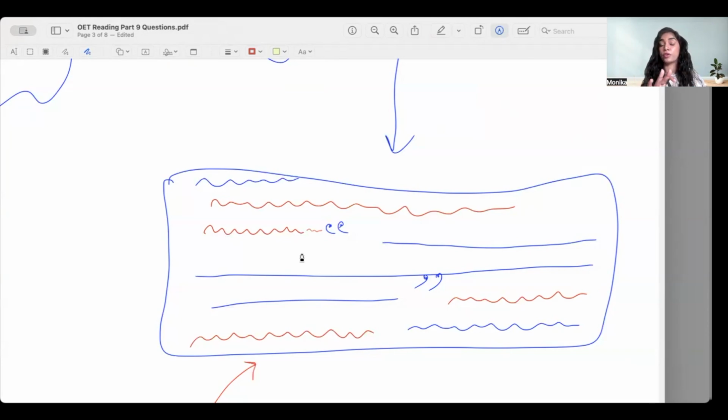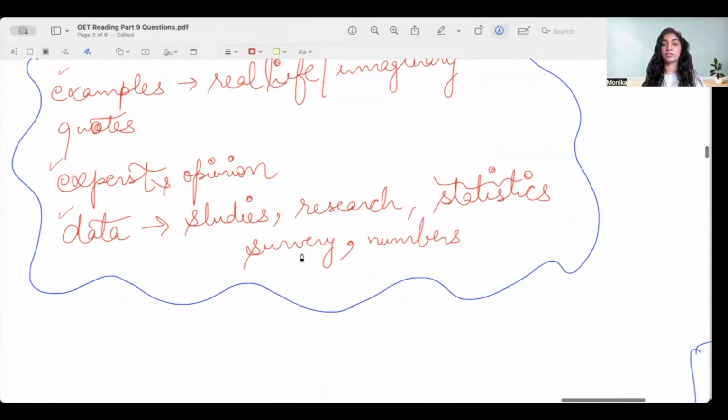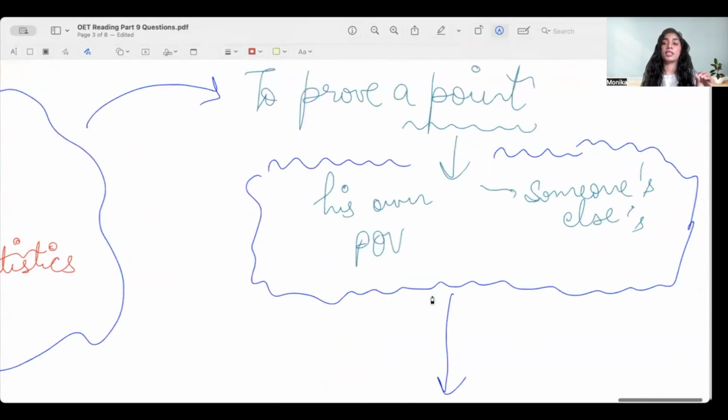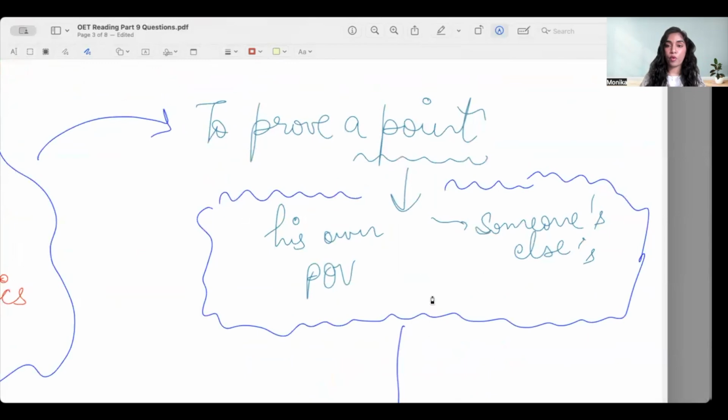So once again, review. What does the writer do? The writer uses any of these things: examples, expert's opinion, or data. Examples could be real life, it could be imaginary. Data could be in any form. It could be a survey, it could be research, it could be a study, just like in our case, or it could be any other statistic, any other numbers, right? And the writer uses this to support a perspective.